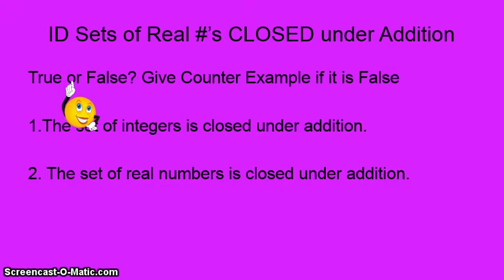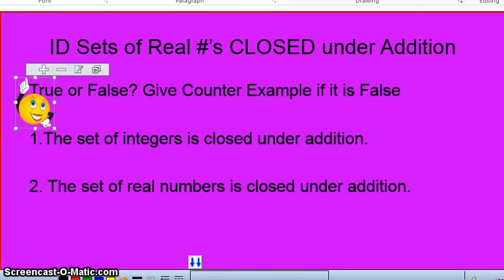All right, so we need to know if these are true or false, and if they are false, we want to give a counterexample. So, first of all, the set of integers is closed under addition. Basically, that means if you add two integers, you will always get some other integer. Well, what does it take to not be an integer? In order for a number to not be an integer, it has to be a decimal, a fraction that's not over 1, because any whole numbers or opposites work. So there's no numbers in the set of integers that we can add and get not an integer. So this is true.